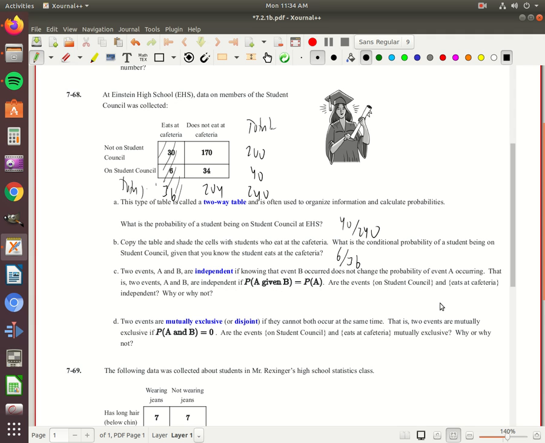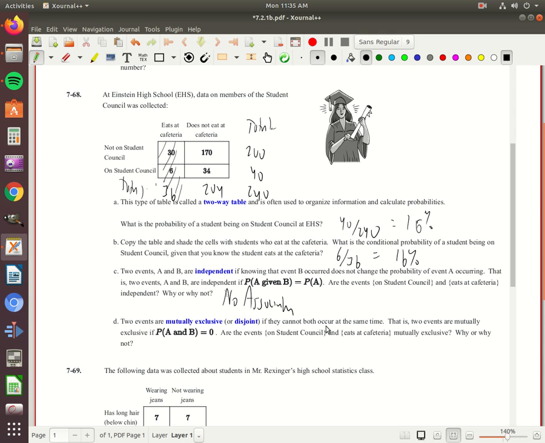Are the events on student council and eat at cafeteria independent or not? So here's what we'd say. We have a 1 in 6 chance here, and we have a 1 in 6 chance here, so they're both 16%, right? 16% chance of everybody being on the student council, and there's a 16% chance, if you eat at the cafeteria, that you're on the student council. So we'd say there's no association. All right, these numbers are the same.